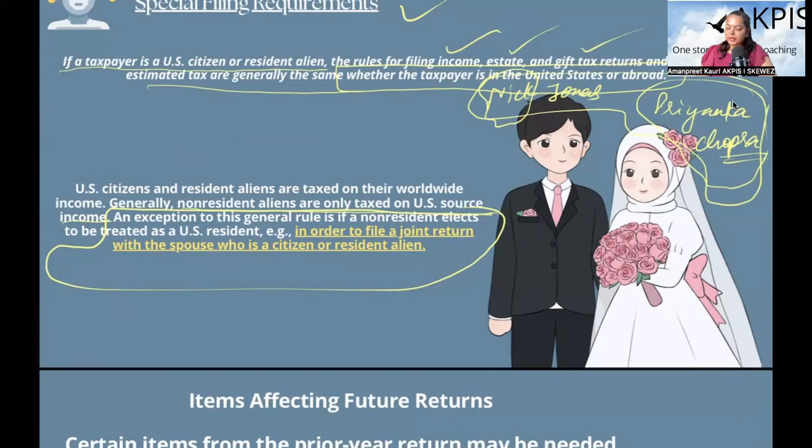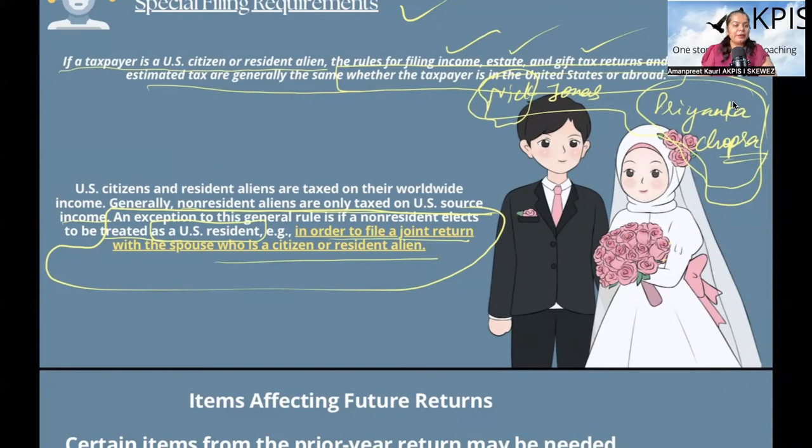But if Priyanka Chopra, in the given case a non-resident, chooses to be treated as a US resident, why would she choose to become a US resident when she's not one? To claim the benefits of a jointly filed return, right? So in this particular situation, in order to file a joint return, her entire worldwide income, even the income earned in India by Priyanka Chopra, would be subject to tax in America. Why? Because she has elected herself, suo moto, on her own, to be a US resident for the purpose of filing a joint income tax return.